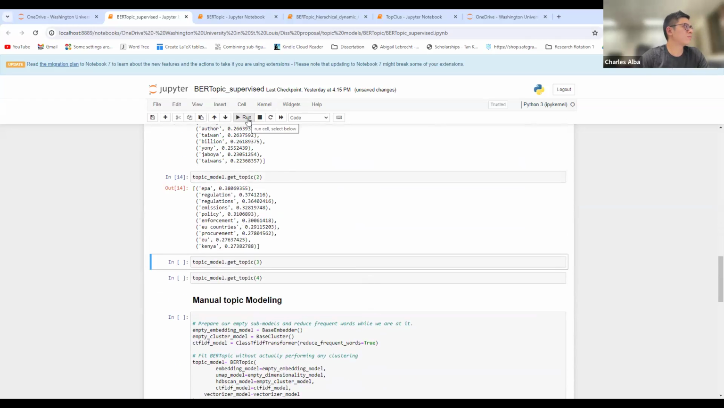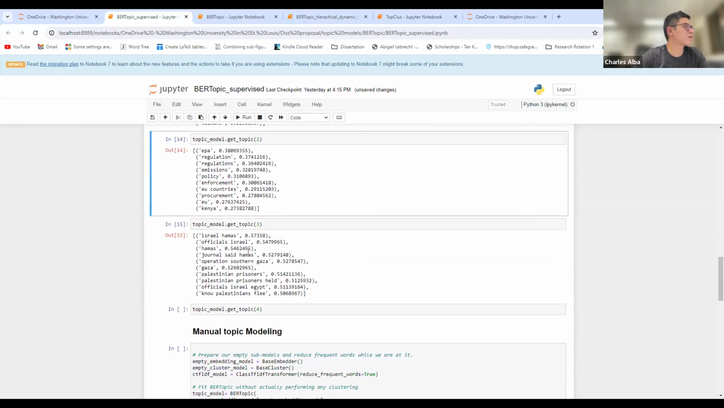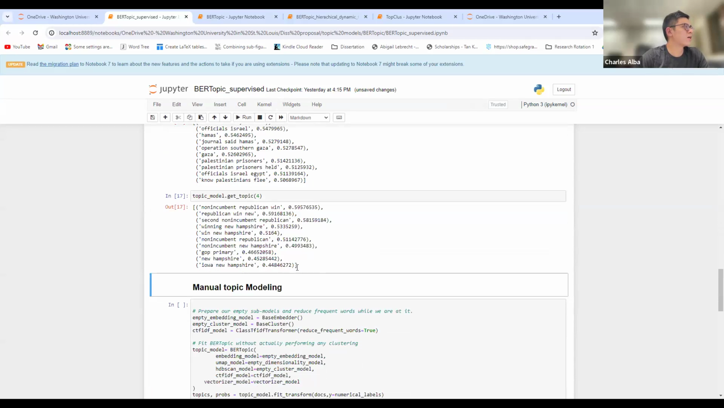So they obviously make more coherent sense, right? And then the third one would be the Israeli conflict, right? Makes sense, makes a lot of sense. And then again, the election.